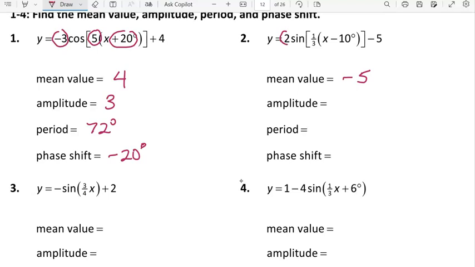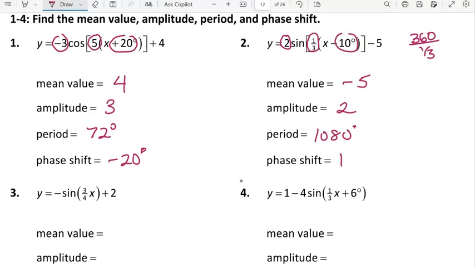The amplitude is the absolute value of a. That's going to be 2. The period is 360 divided by the b value. So 360 divided by 1/3 is the same as 360 times 3, which is 1080 degrees. And our phase shift is the number being subtracted from x, or the c value, so that's going to be 10 degrees to the right.